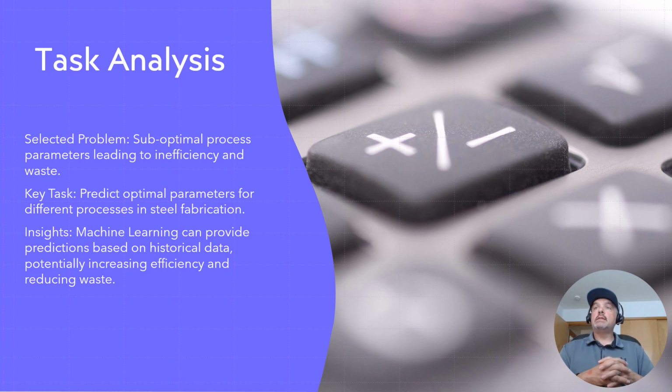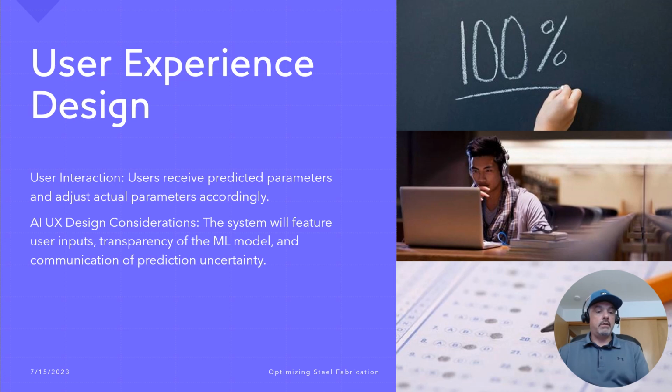Our system would take these inputs and provide predictions for optimal parameters. By using machine learning, we'll provide these predictions based on historical data, and we believe we can increase efficiency and reduce waste. Next, let's talk about the user design.